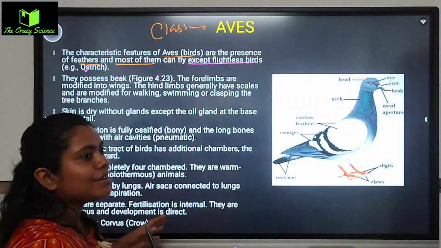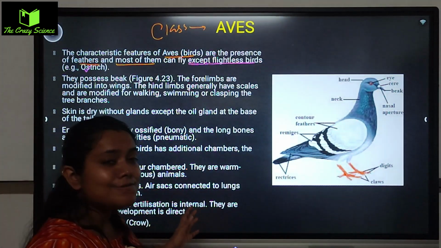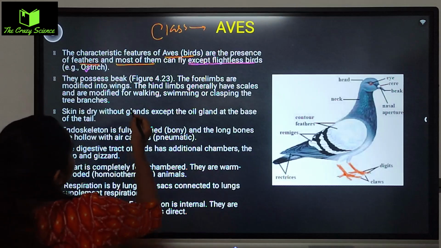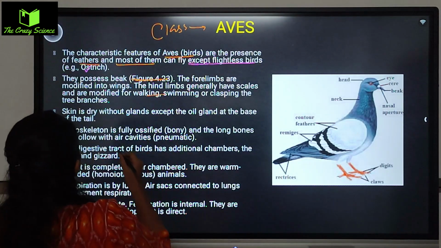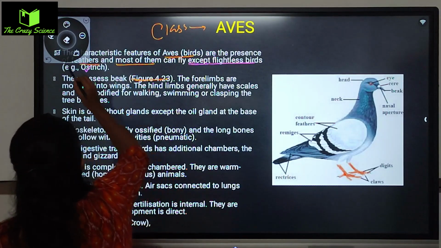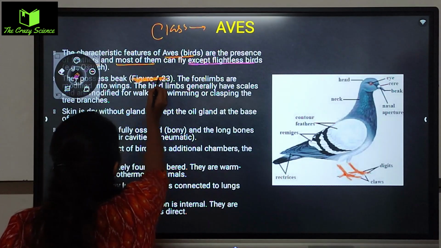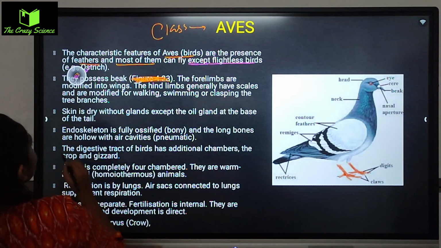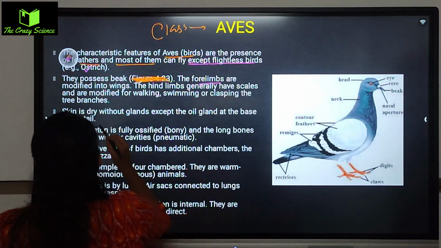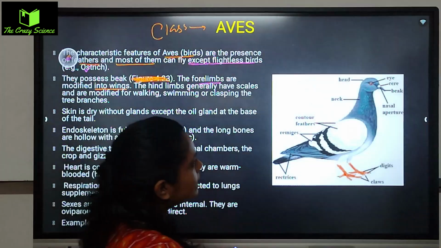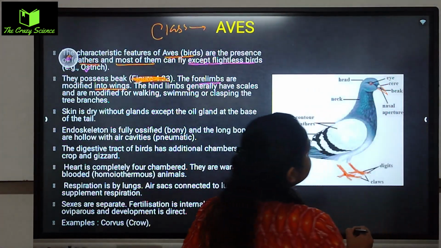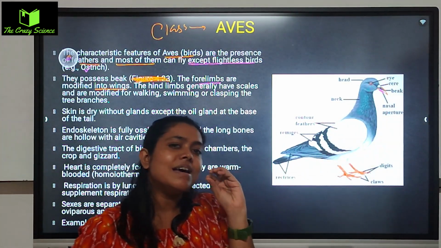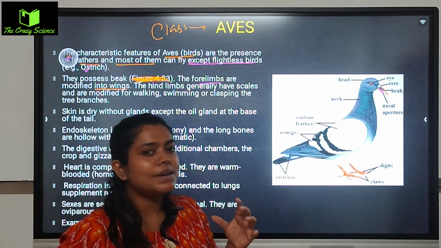They have more and more feathers, and they can fly, they can fly for a long distance. They possess a beak. So here automatically what do we study? They also possess a beak. Forelimbs are modified into wings. The beak is this one, the bill. They have a long beak, some have a medium beak, some have a longer beak, it differs.